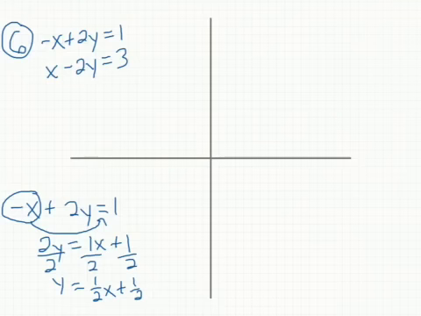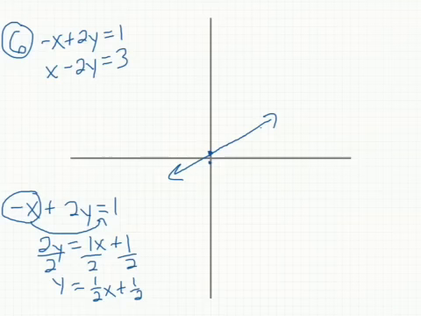To graph that, I would have a y-intercept of 1 half, which is right above the origin. And then I mark off a slope of up 1 over 2, up 1 over 2, up 1 over 2, and then draw that line.